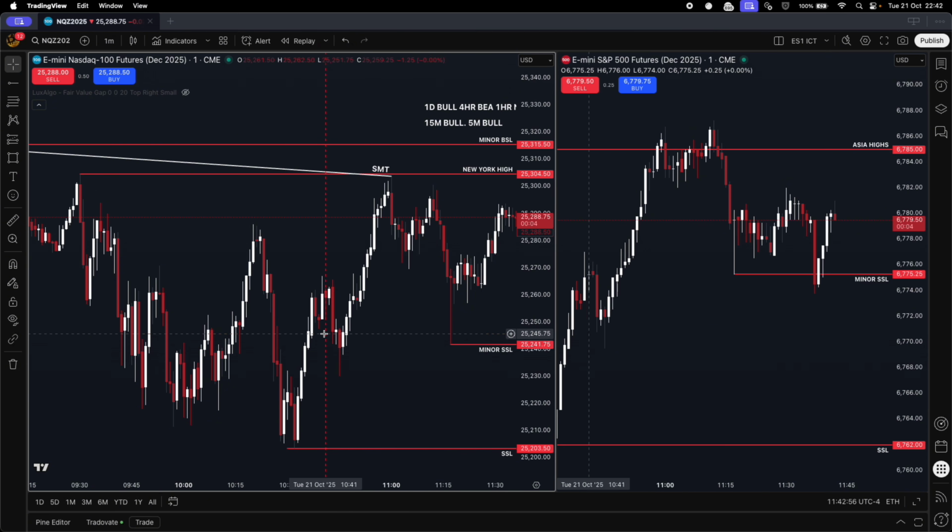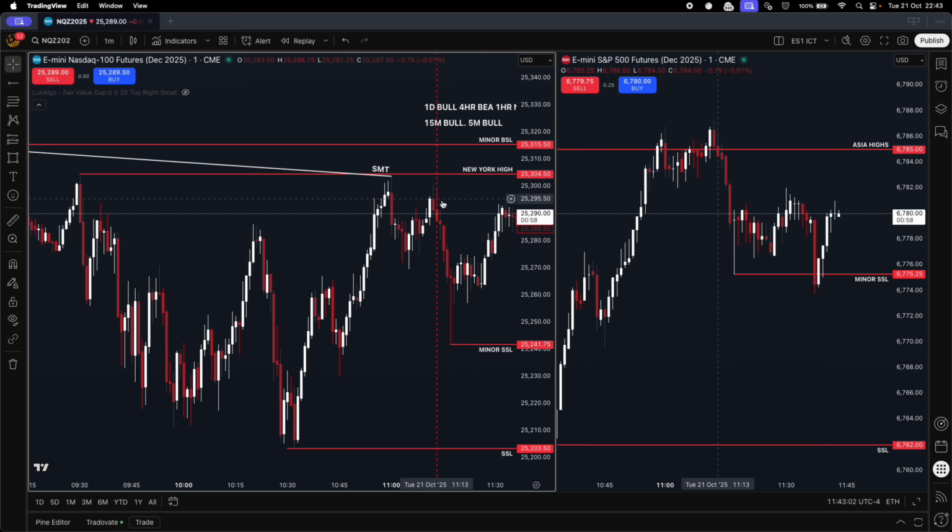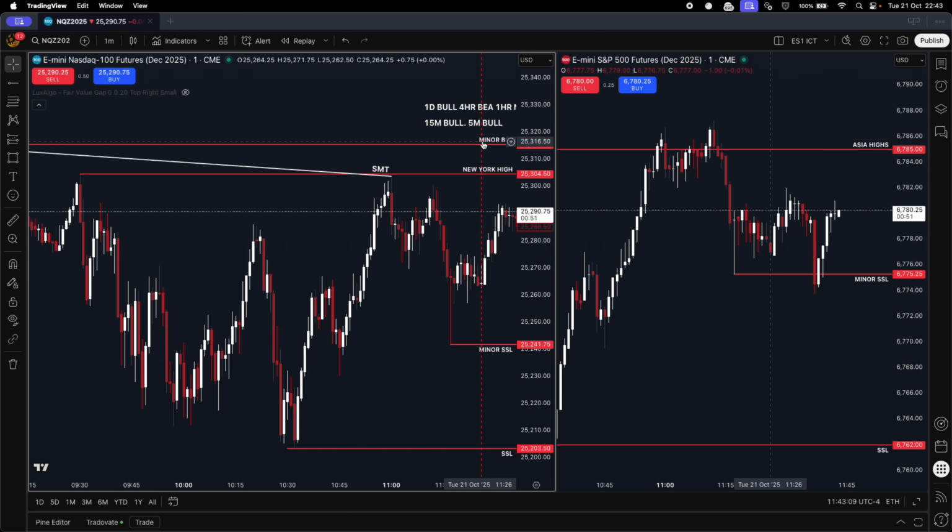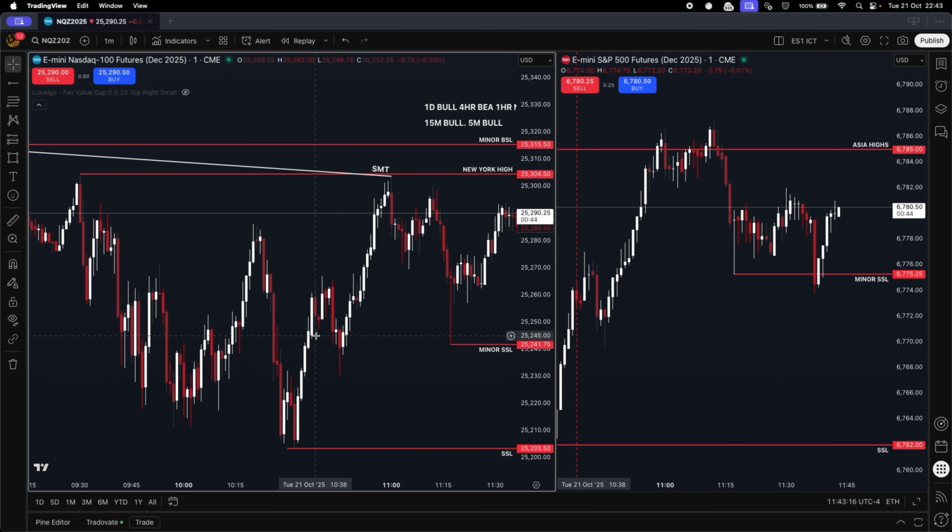And then as far as this trade, this was the trade that I would have liked to take. However, I didn't take it because we've already met the objective, which I was looking to target, the New York Open high. ES had already taken it. I was looking to target minor buy side. ES already took it. So as far as objectives for this trade, it had already been taken by ES.